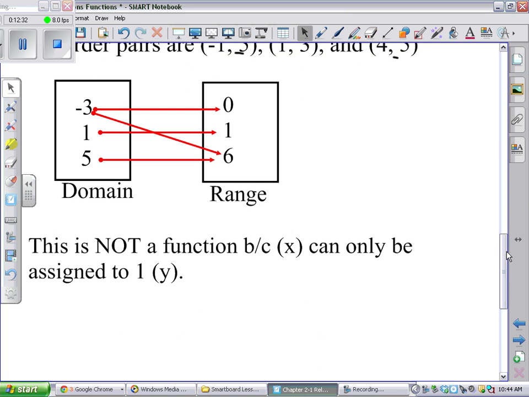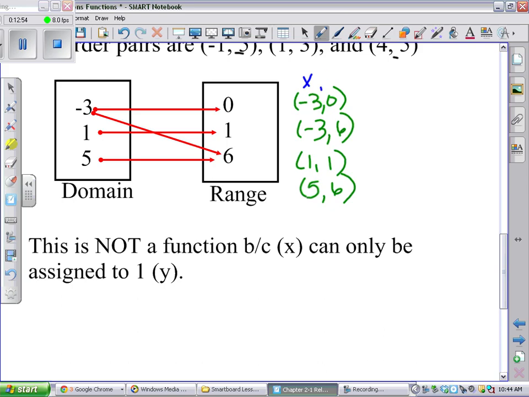All right, here's another example. Same thing, similar idea. We end up with (-3, 0), (-3, 6), (1, 1), and (5, 6). And so because two of our x values are the same, this is not a function. So the same rules apply.